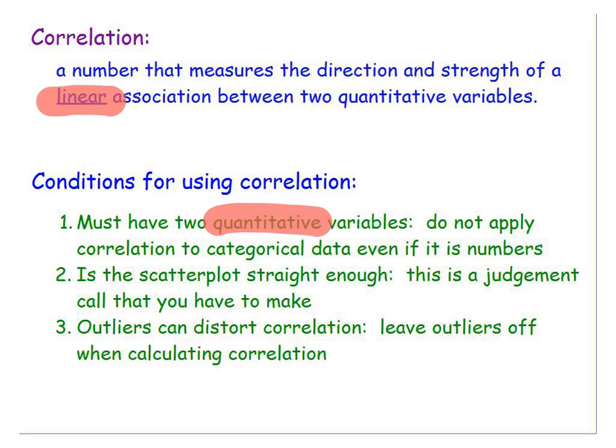Is the scatter plot straight enough? Okay, the scatter plot has to be straight. Yes, that's a judgment call you make. If it looks straight, it's fine. If you see an obvious curve, then you don't use correlation. But if you don't see an obvious curve, then you can assume it's straight enough. And outliers can distort how strong your correlation is. So if you look at a graph and you know there's an outlier that is completely away from everything else, you can leave that off when you're putting stuff in the calculator to calculate correlation.